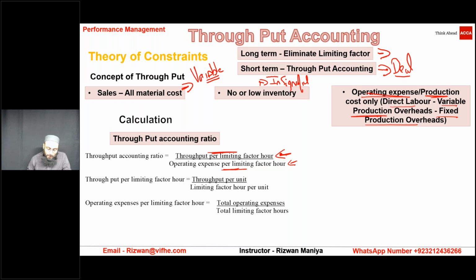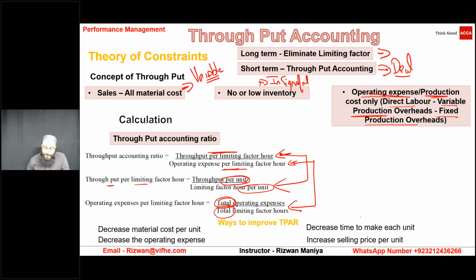To work out the numerator, you have a formula: throughput per unit divided by limiting factor hours per unit. To work out the denominator, you have a formula: total operating expenses divided by total limiting factor hours. So if you're new to throughput accounting, you need to know that throughput per hour of limiting factor is worked out using throughput per unit and limiting factor hours per unit, so there are two things that are per unit. When working out operating expenses per hour of limiting factor, you take total operating expenses and total limiting factor hours. So in this case it's total, whereas in the first one it was per unit.